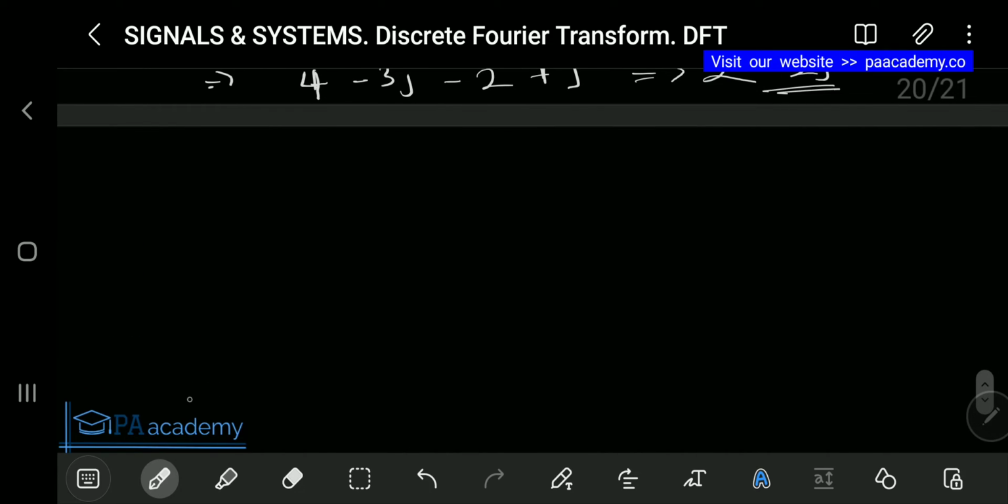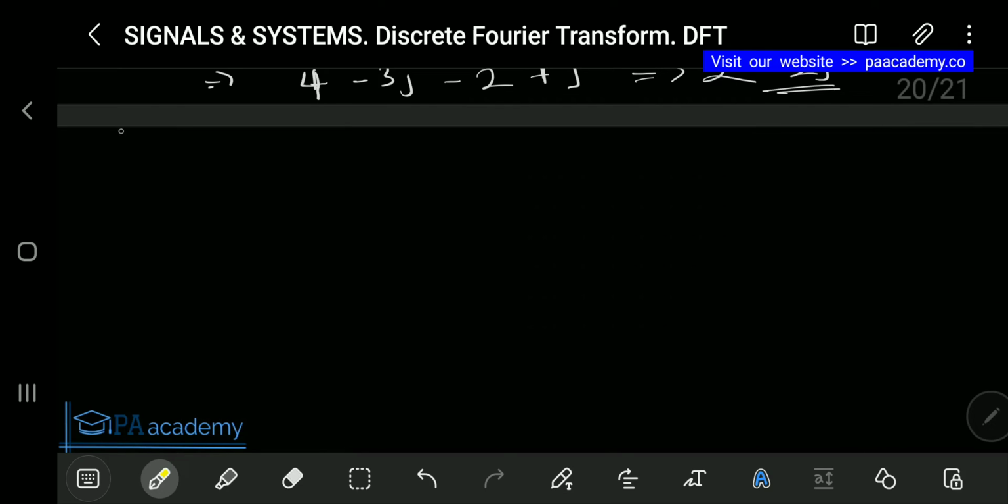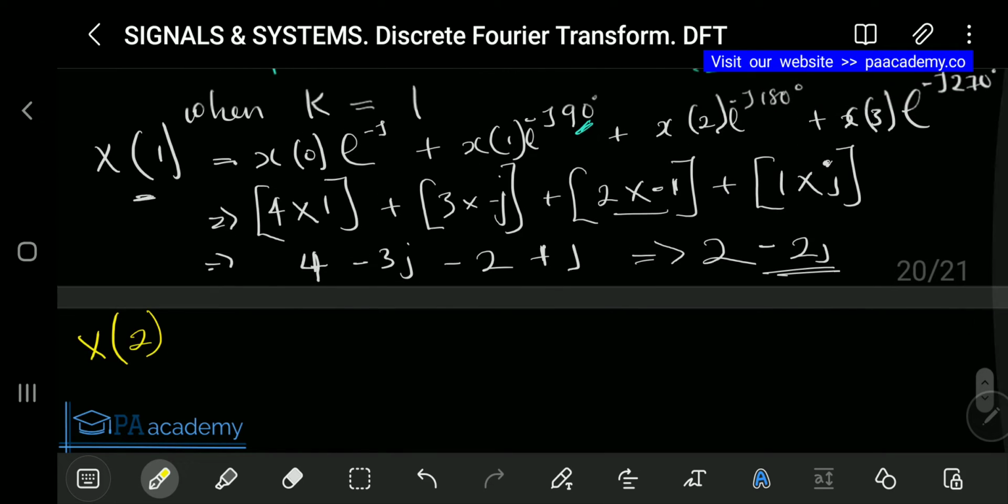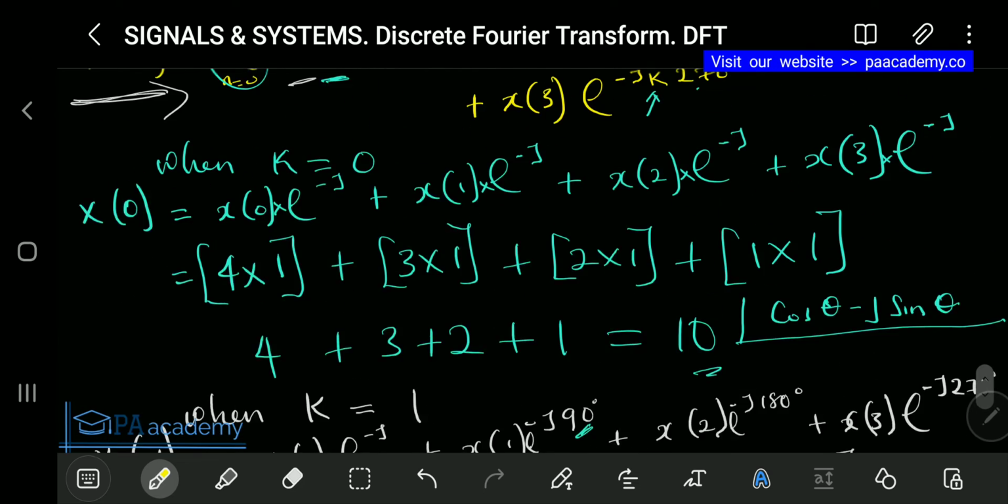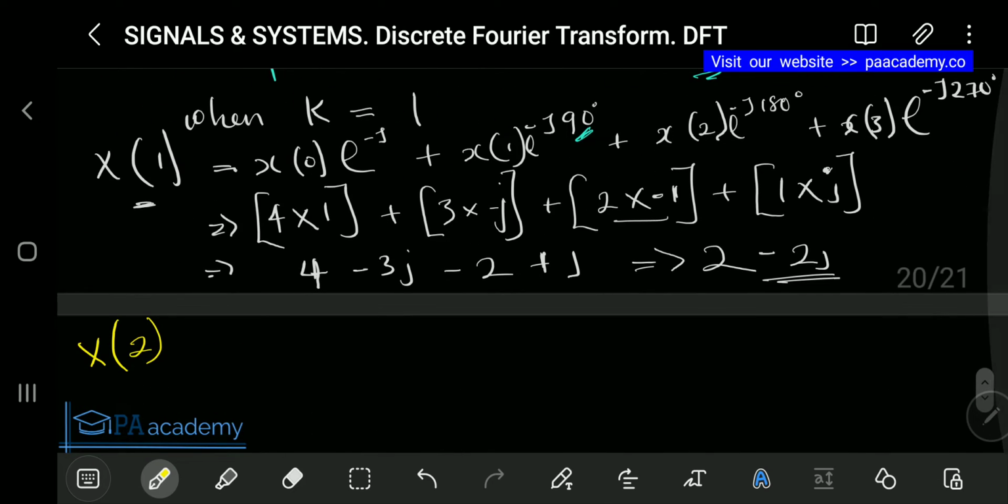Now we are dealing with x of 3. That's when k is equal to, is it 3 or 2? Okay, 1. So now we are dealing with 2. So let's continue. What we are going to do now is from here again, we are going to replace this k with 3, and then we repeat the same process we did for x of 1.